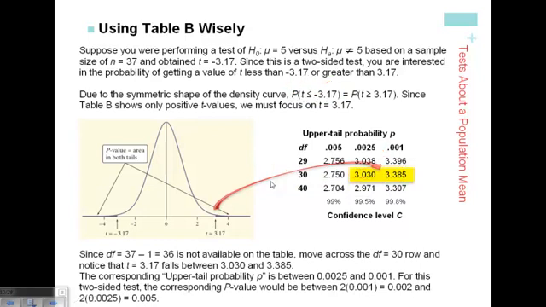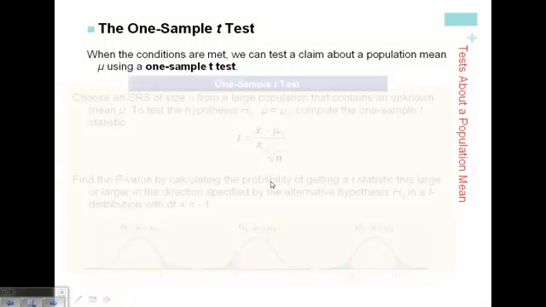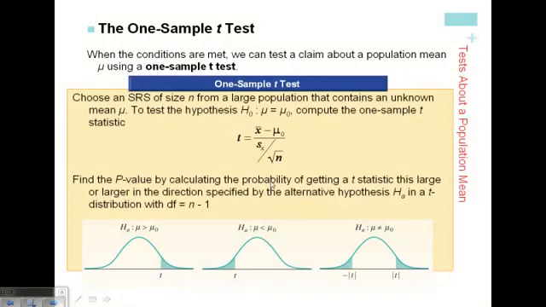Okay, I think we got all those points down. And there's our summary of our three different tailed tests: greater than, less than, and not equal to. Do we have any questions about this?